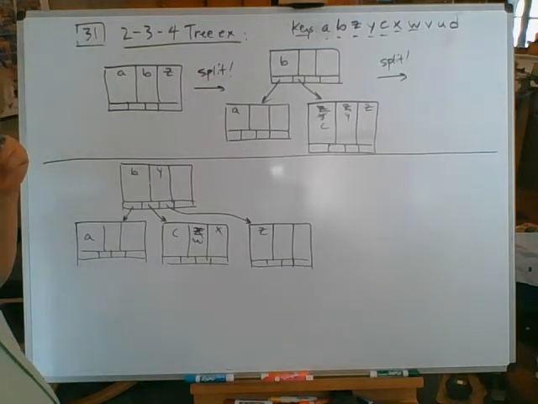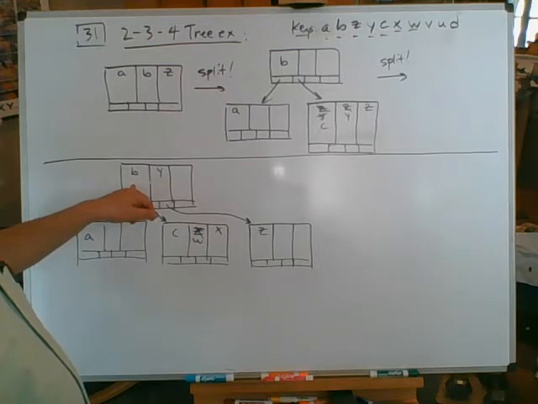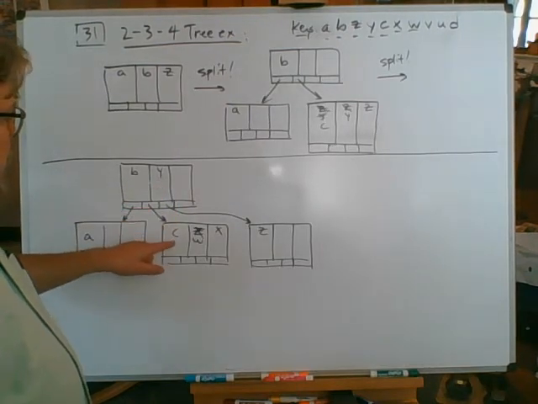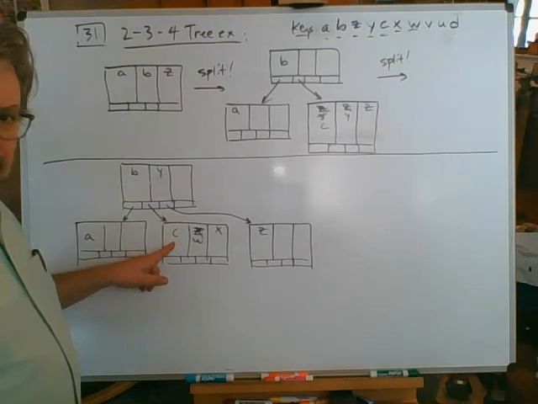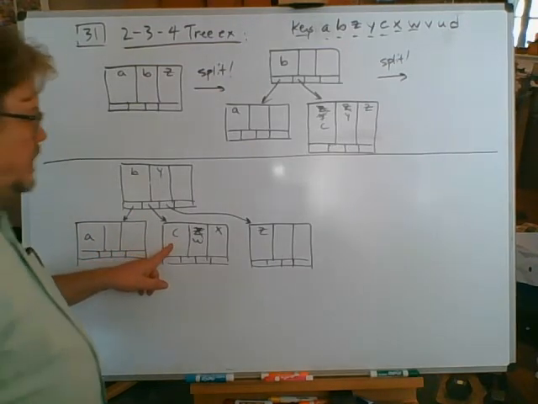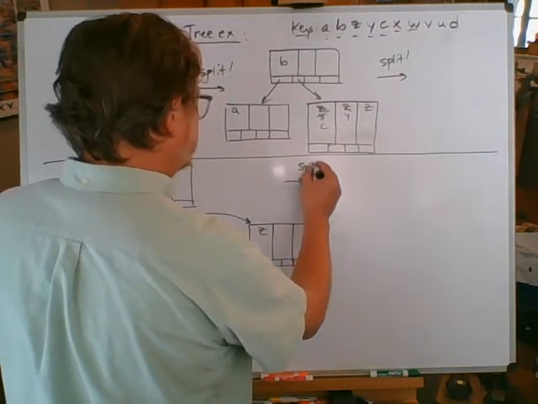V is going to mess things up. Let me see here. V is greater than B, U, V, W, X, Y. Of course it's less than Y. I follow this pointer, but look, when I take a peek ahead at my second child here, I see that that child is full. So this is going to require another restructuring. This is going to require a split.